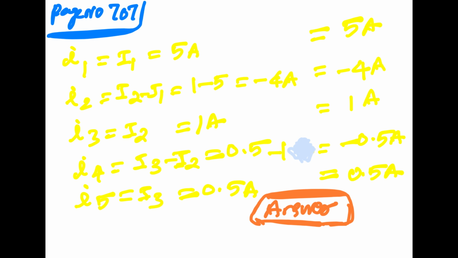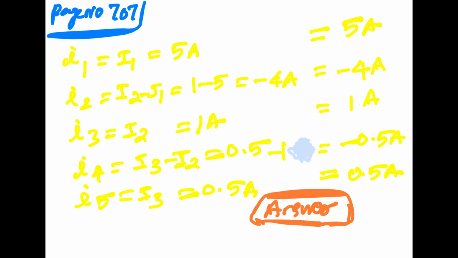Put mesh current capital I1, I2, I3 values. We want to obtain small I1, I2, I3, I4, I5 branch currents or element currents. We find out the values. Small I1 is 5 ampere, I2 is minus 4 ampere, I3 is 1 ampere, I4 is minus 0.5 ampere, small I5 is 0.5 ampere. That is the answer. That is mesh current.